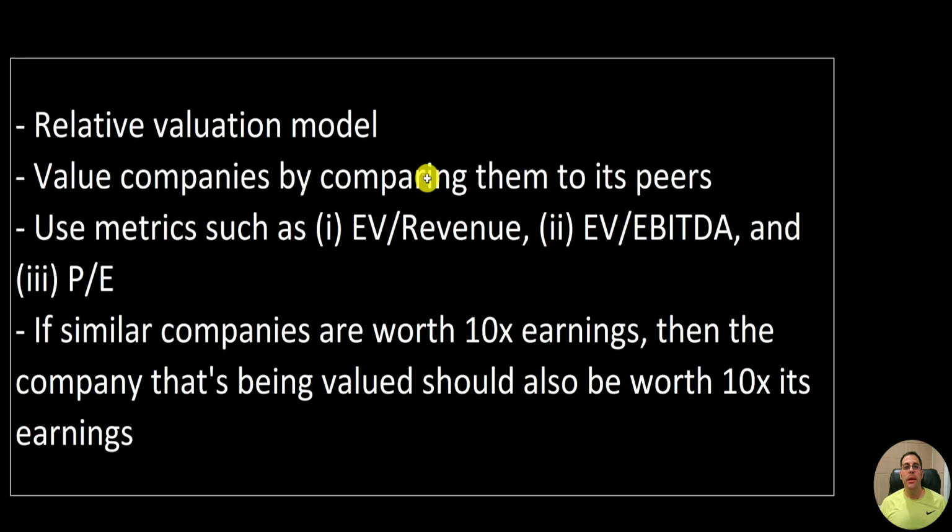to compare them. Because it's really hard to compare Apple, a company with over 3 trillion market cap, to a company with 1 billion market cap. Of course, Apple's going to have so much more revenue and cash flow than a smaller company. That's why you use price multiples to try to compare them. The idea behind the relative valuation model is if similar companies are trading at 10x earnings, for example, then you're making the assumption that the company you're valuing should also be trading at 10x earnings.